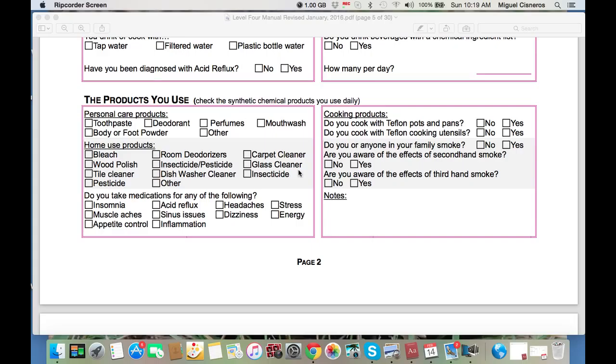Do you take medication for any of the following? Insomnia. We can replace that with a tea without the side effect. Remember, a side effect of insomnia medication is death, besides a few others.